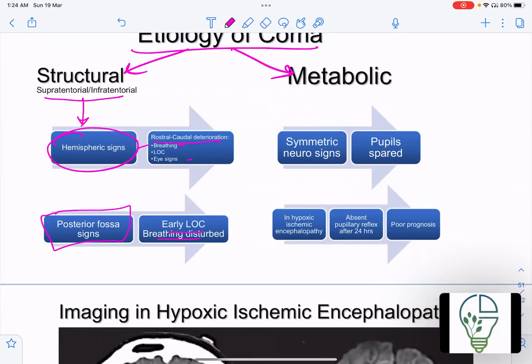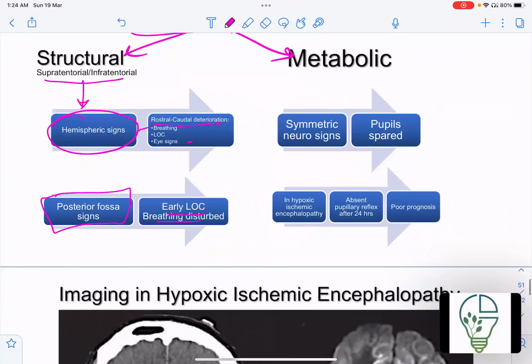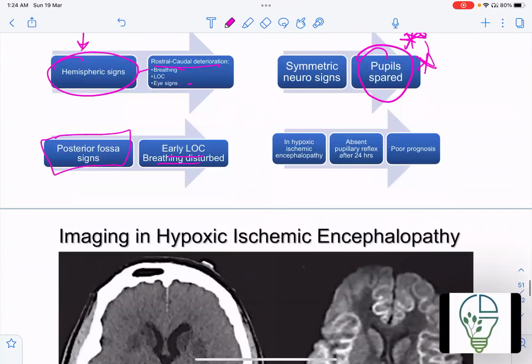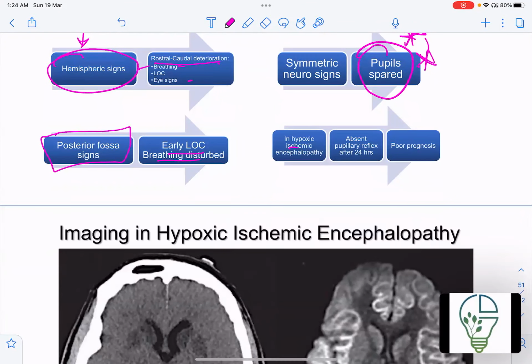In metabolic, it's usually always symmetrical, so it's not like one limb will be working and the other limb will not, etc. Pupils are spared. This is a big sign. Remember, we said that pupils are almost always spared in metabolic changes. We have ischemic encephalopathy, etc.